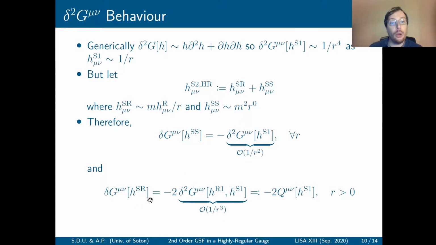Also, we know, again by order counting, that the source for dg h^SR, these terms proportional to these terms, must be d2g h^R1 h^S1, which we can define. So this goes like 1 over r cubed, which on its own would not be valid as a distribution. However, we can define it as a linear operator Q acting on h^S1. Now, from distribution theory, we know that a linear operator acting on an integrable function is still valid as a distribution. So these terms are all valid as distributions.